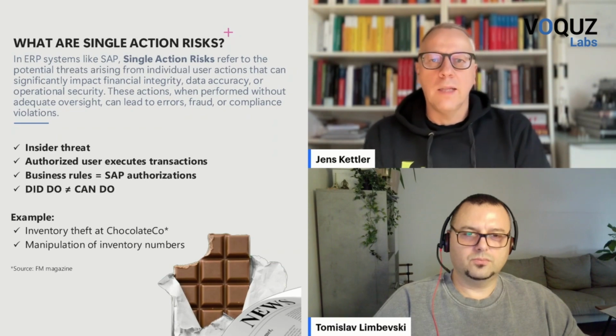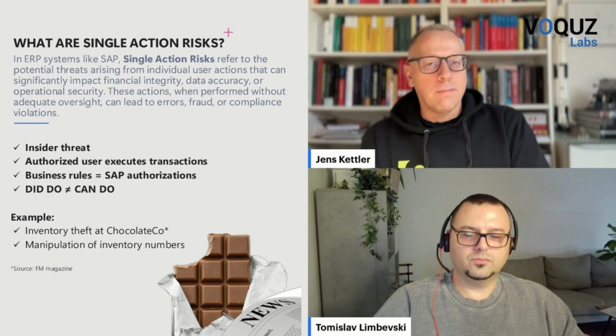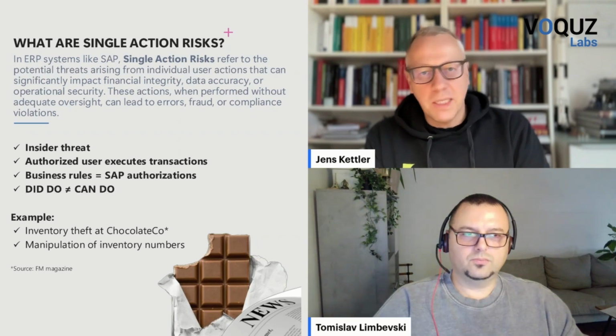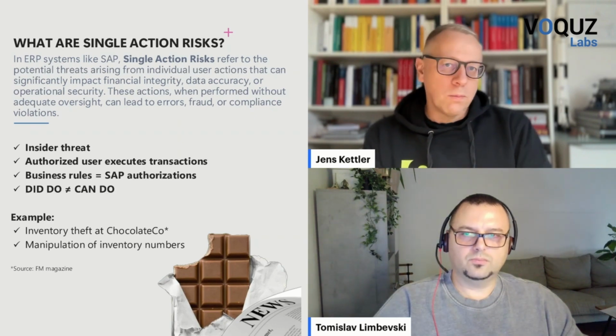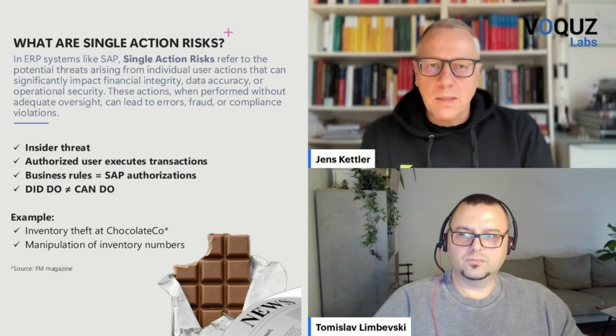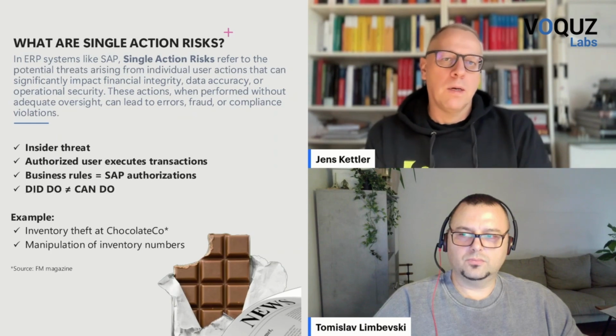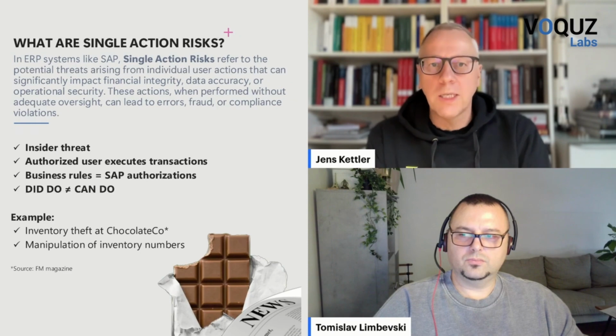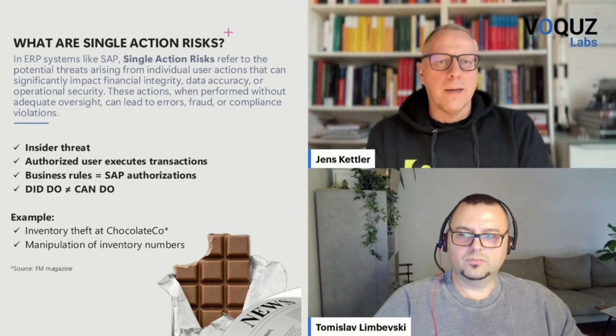What is this? Single action risks. Now, it's one activity that in itself is already risky and can impact significantly the financial integrity, data accuracy, or also cause waste, abuse, errors, and loss of money, actually. We're going to look at a specific example there.